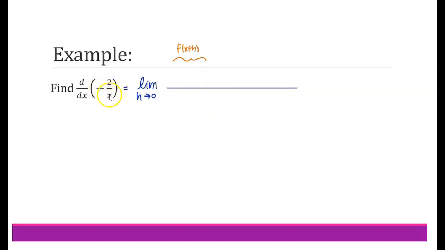Well, there's only one x in the function, so we're going to replace that x with x plus h. So we have negative 2 over x plus h. And then the difference quotient continues with minus f of x, so just minus the function itself, and that is negative 2 over x. So we're going to have minus negative 2 over x, all over h. So we have f of x plus h minus f of x all over h. In the numerator, I have minus a negative, so that's going to end up being a positive.